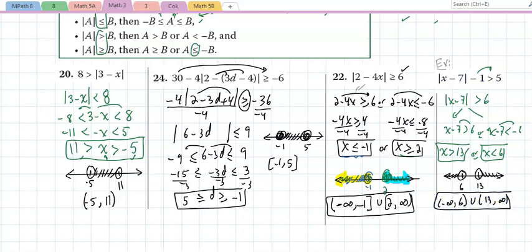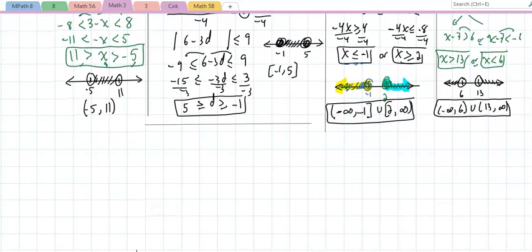So again, the graphical solution is not part of any of this. I'm adding that to make it easier for you to see how this works.